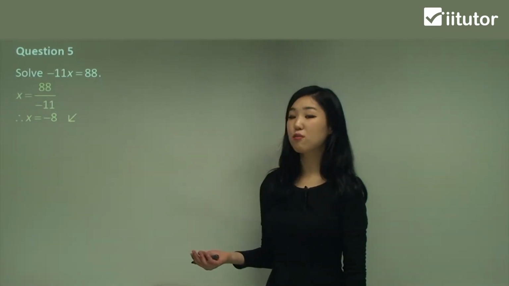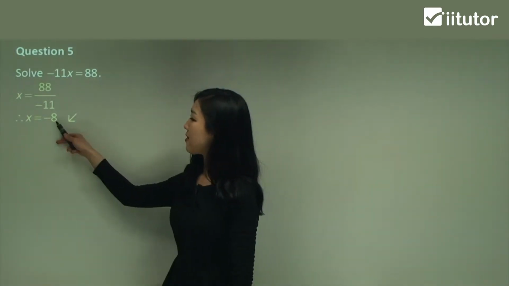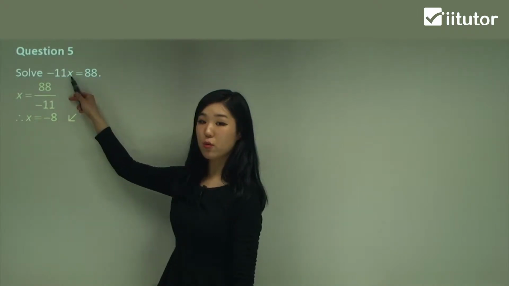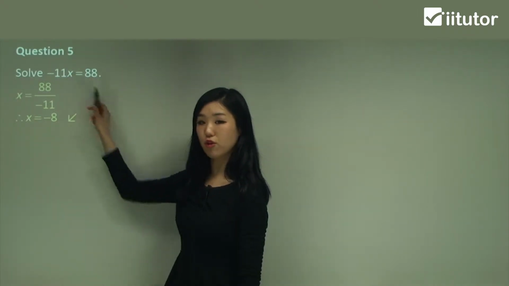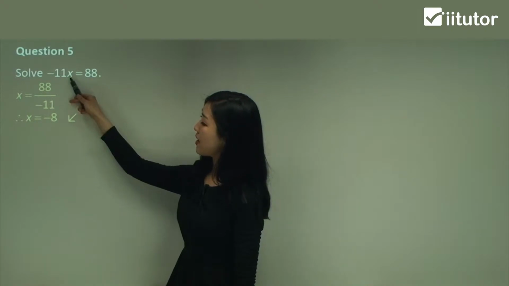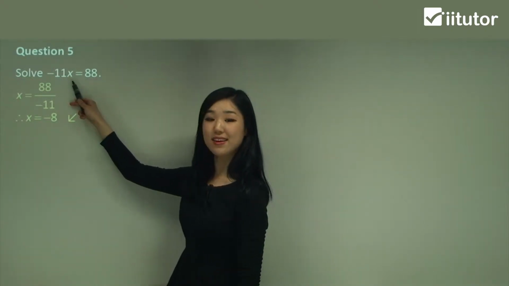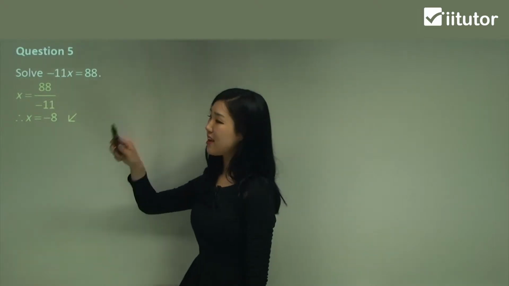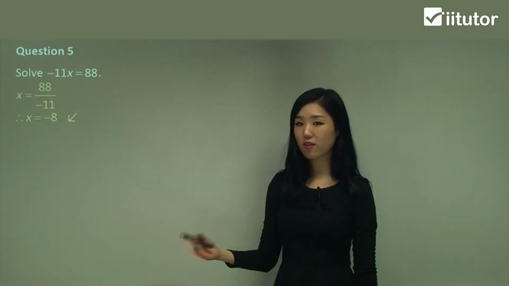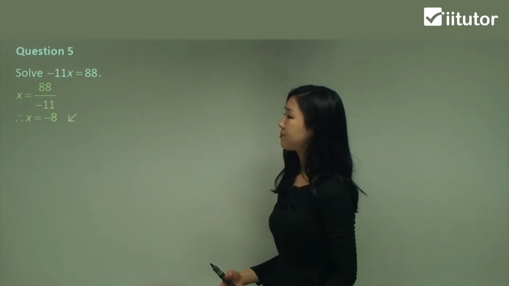Okay, and guys, just remember you can always put your answer back into the original equation and check your answer just to make sure you got it right. So if you sub in negative 8 into x here, negative 11 times negative 8 is positive 88, because negative makes a positive. Okay, so you can always check your answers.